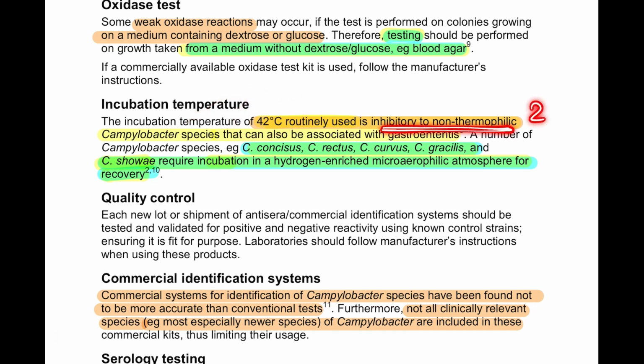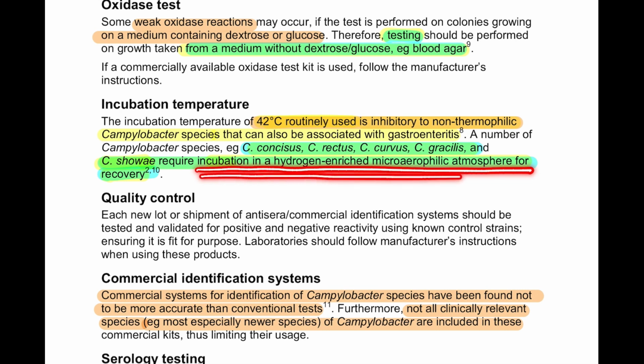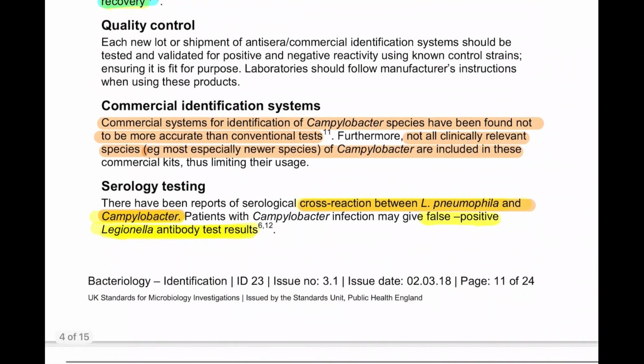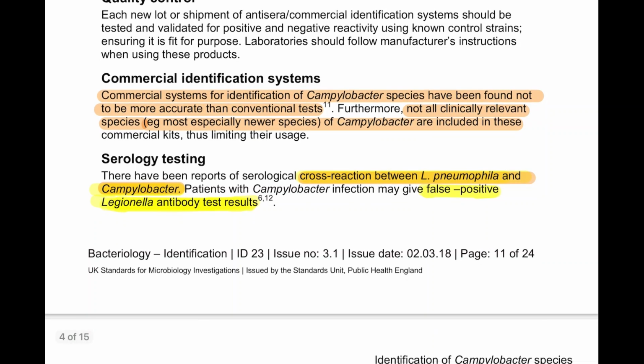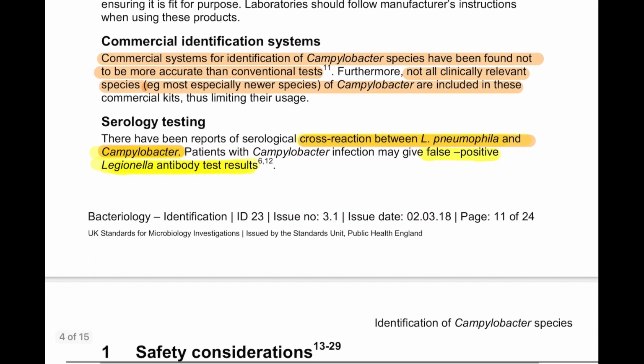inhibitory to non-thermophilic species, that is, those which grow at 25 degrees centigrade, which can also be associated with gastroenteritis. For example, Consisus, Rectus, Curvus, Gracilis, Chauvy. They require incubation in a hydrogen enriched microaerophilic atmosphere. So these species require hydrogen. Commercial identification is not that accurate.